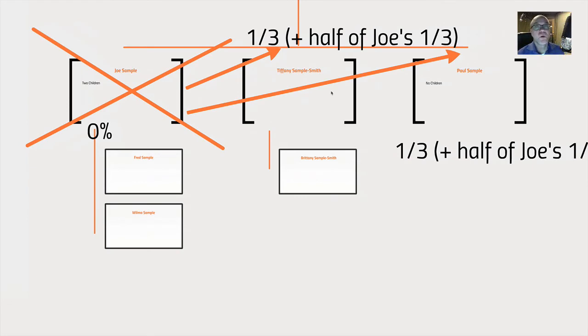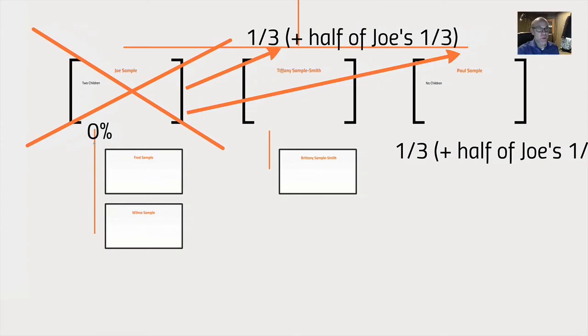So Joe, Tiffany, and Paul would normally be entitled to 1/3 of the estate. When Joe passed away first, his 1/3 under a per capita distribution will go to Tiffany and Paul. So they inherit their brother's 1/3 share. So normally they would get 1/3. Now they're getting 1/3 plus half of Joe's 1/3, which means Tiffany and Paul inherit 50-50 equally. And the bad thing about per capita distribution is that the grandchildren here, Joe's children, are disinherited. They won't receive any inheritance.